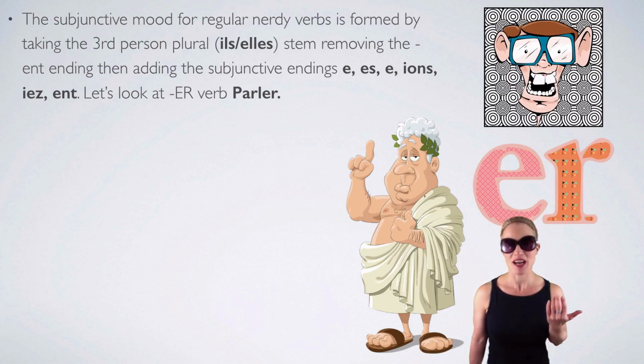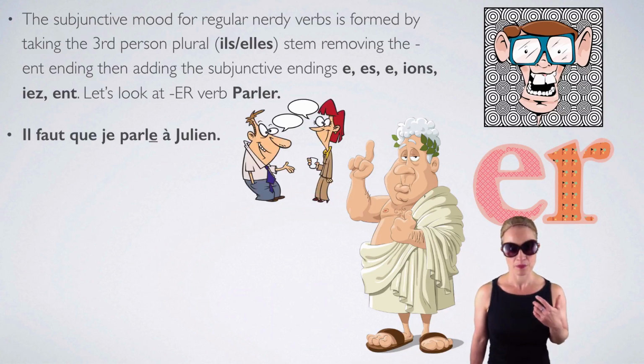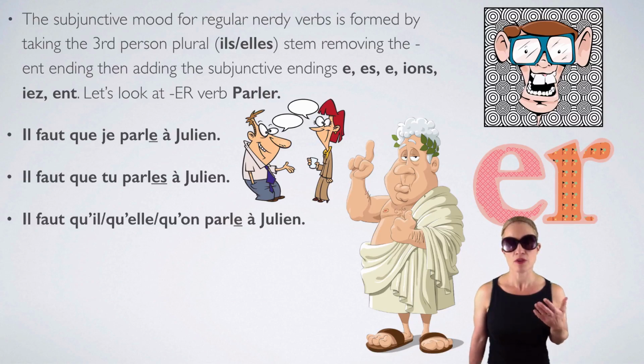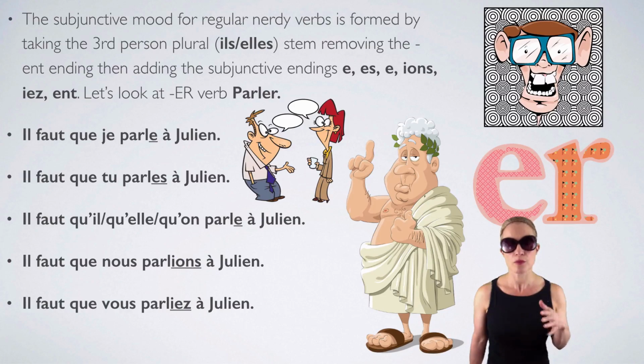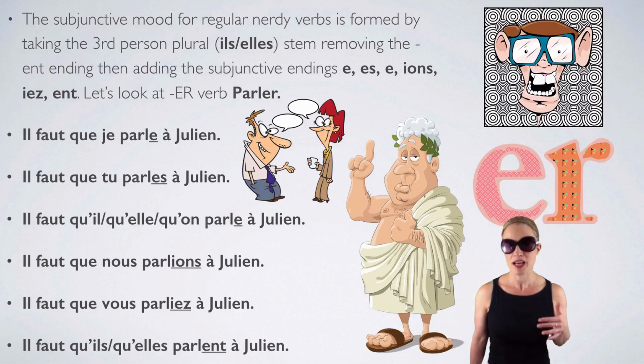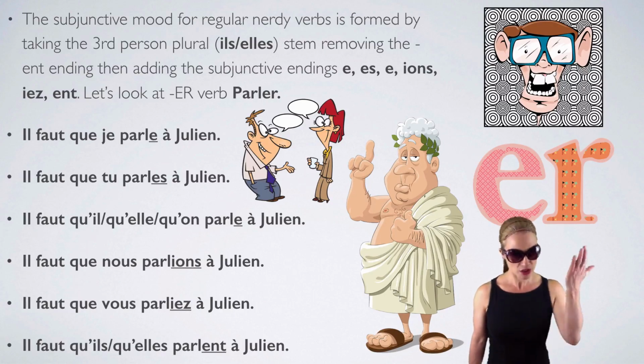So let's look at a regular ER verb, parler. Il faut que je parle à Julien. Il faut que tu parles à Julien. Il faut qu'il ou qu'elle ou qu'on parle à Julien. Il faut que nous parlions à Julien. Il faut que vous parliez à Julien. Il faut qu'ils ou qu'elles parlent à Julien. So again we have two subjects.